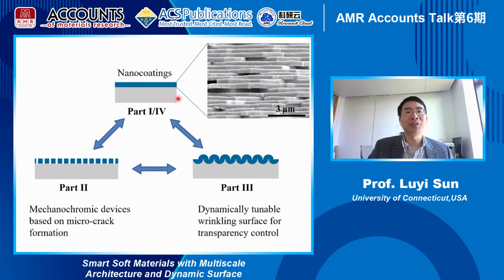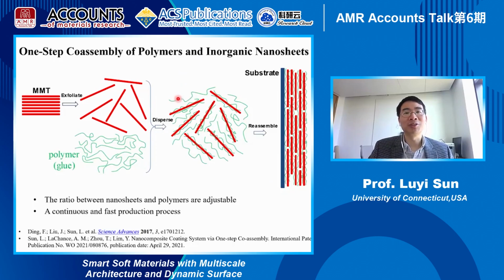So I will first briefly tell you how we make this coating. The coating was made through a so-called one-step co-assembly process, which is a very simple, very efficient process to align nanosheets on the surface. And here are some TEM images of the cross-sectional areas.